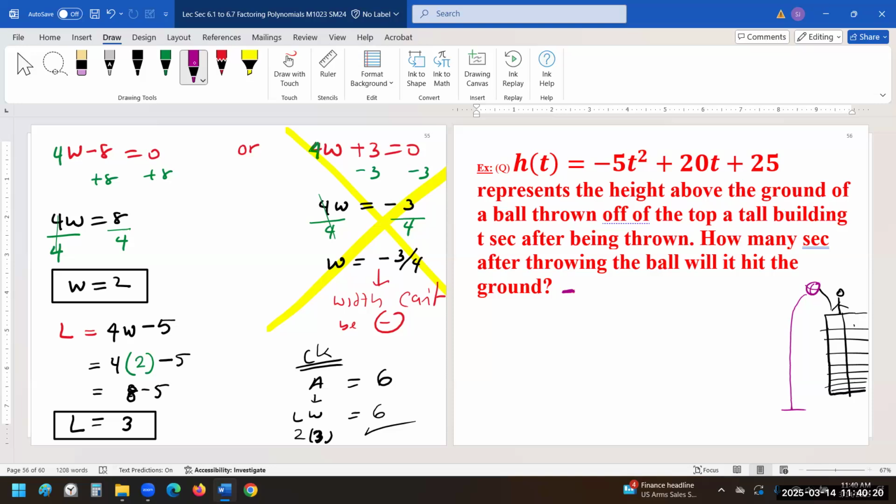Any questions so far? Is the scenario clear? We haven't asked any question yet. I'm just describing the scenario. The position of the ball after t seconds is given by this equation. Now they want us to find out how many seconds after throwing the ball will it hit the ground. So after how many seconds of throwing the ball, it will reach the ground.